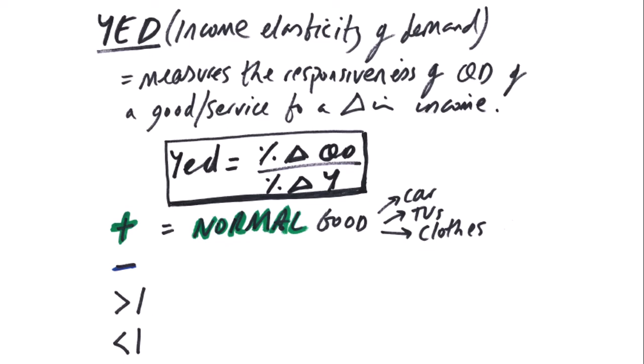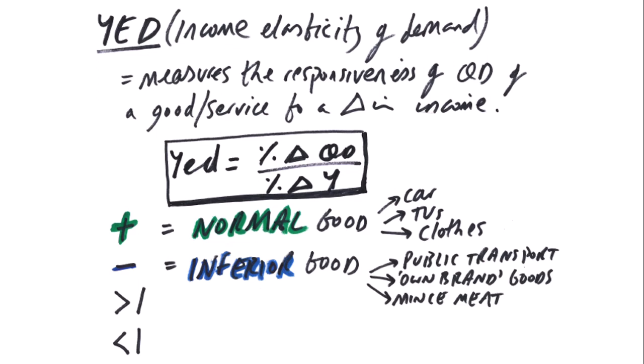If it's negative, what kind of good is it? So hopefully you've got that it is an inferior good. And three examples of inferior goods are public transport, own brand goods, and mincemeat. So for example, if your income goes down, you may demand more use of public transport like trains and buses because your income's less. You can't maybe afford to run your car as much to pay for the petrol, the taxes, etc. Same for own brand products.